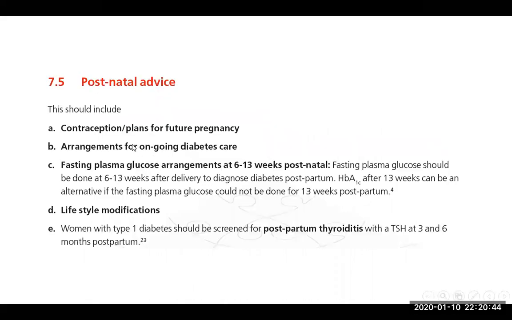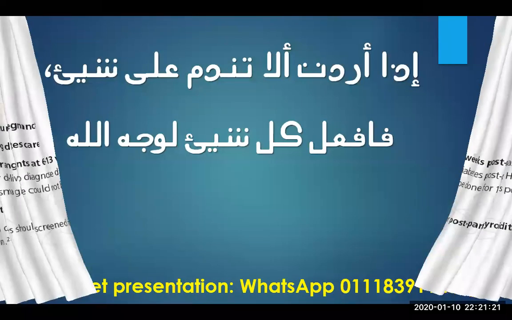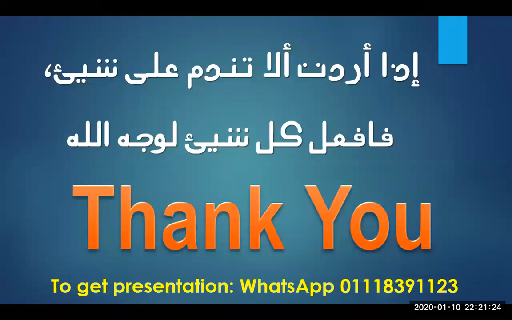And don't forget the contraception and plans for a future pregnancy must be assessed with the female. Arrangement for ongoing diabetes care, and fasting plasma glucose is mandatory between 6 to 13 weeks postnatal. If not done, we can do fasting after that or hemoglobin A1C, and lifestyle modification is mandatory. And don't forget, in any female with GDM, the risk of postpartum thyroiditis is elevated, so we must check TSH and anti-TPO in this situation. And this is the last slide in my presentation today.